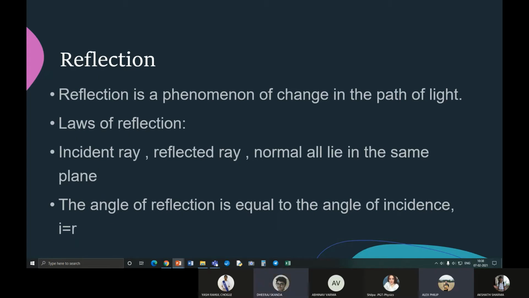Reflection is a phenomenon of a change in the path of light. There are two laws of reflection. The first law is that the incident ray, reflected ray, and normal all lie in the same plane. The second law is that the angle of reflection is equal to the angle of incidence. That is, the angle i is equal to angle r.